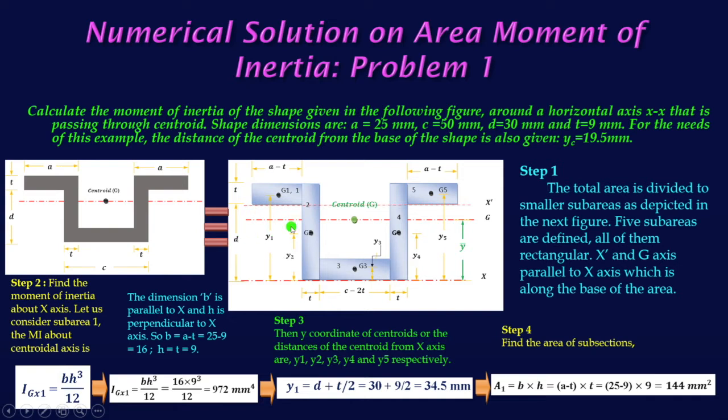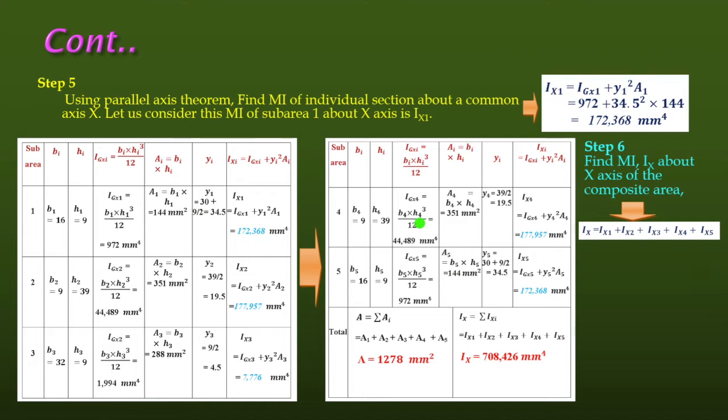And similarly, the area and everything else is the same for 1 and 5 and for 2 and 4. Then substitute all these values. It's better to make a table, a chart. What are we going to write? All these sections here are rectangular. So prepare the chart.